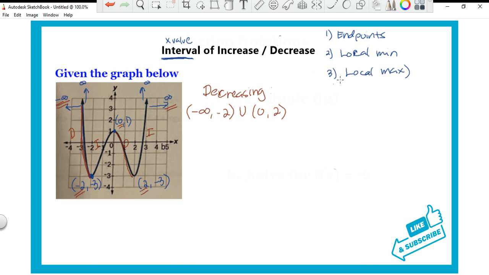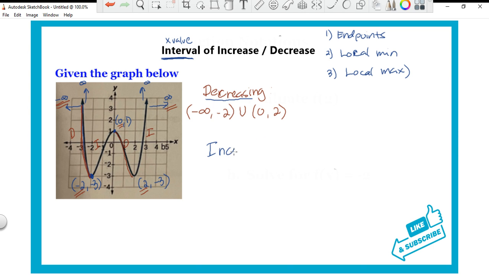Now, sometimes teachers might be very specific about whether 2 or 0 is inclusive or not. At this point, I'm just assuming that everything is open parentheses on both ends of the interval.